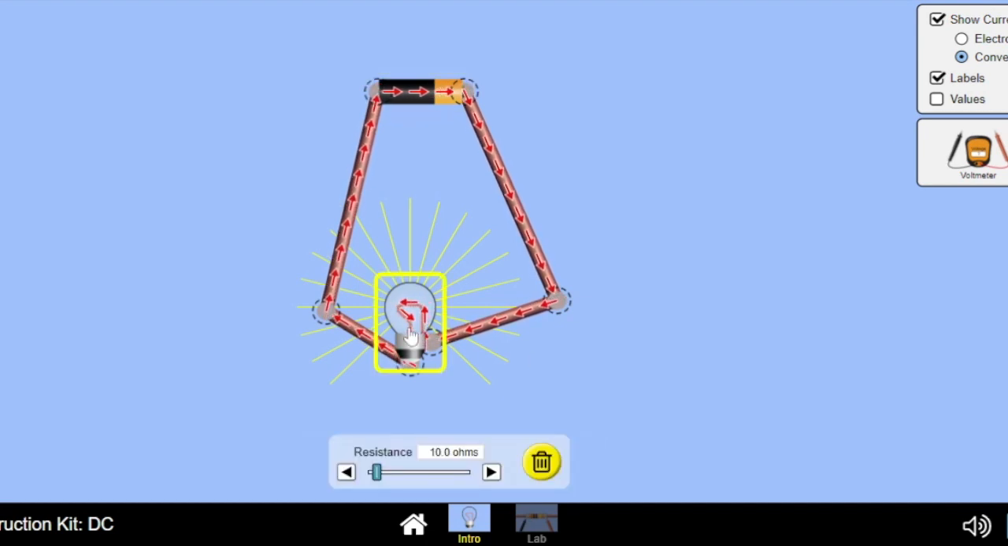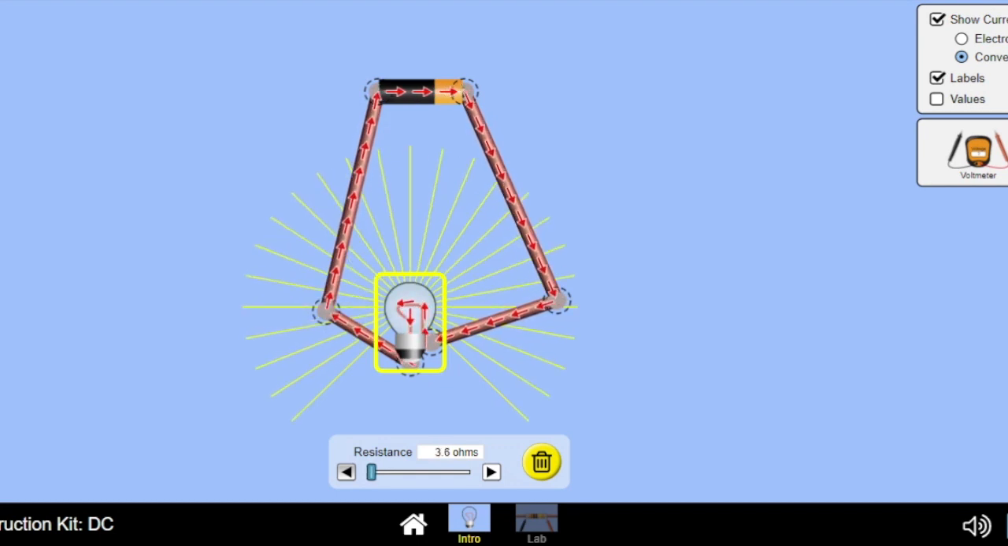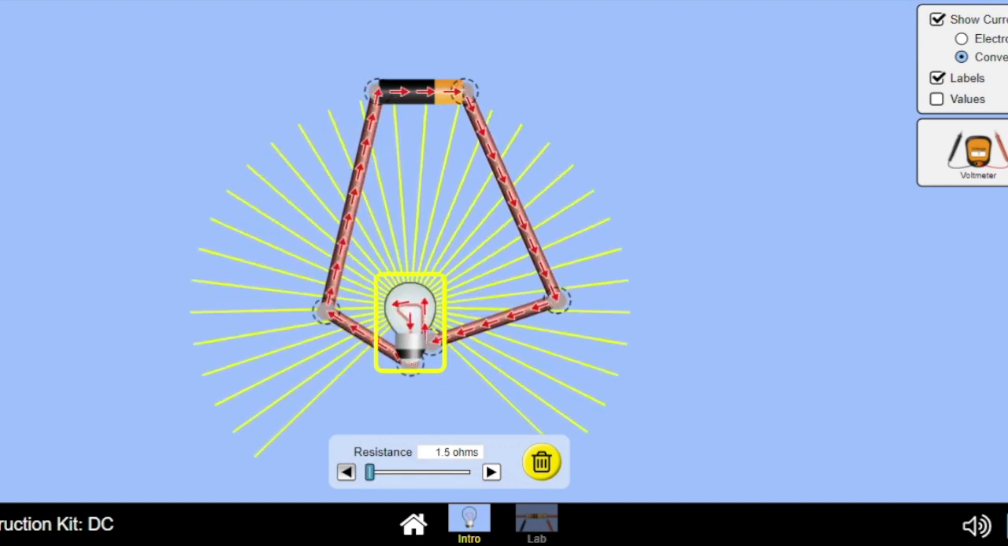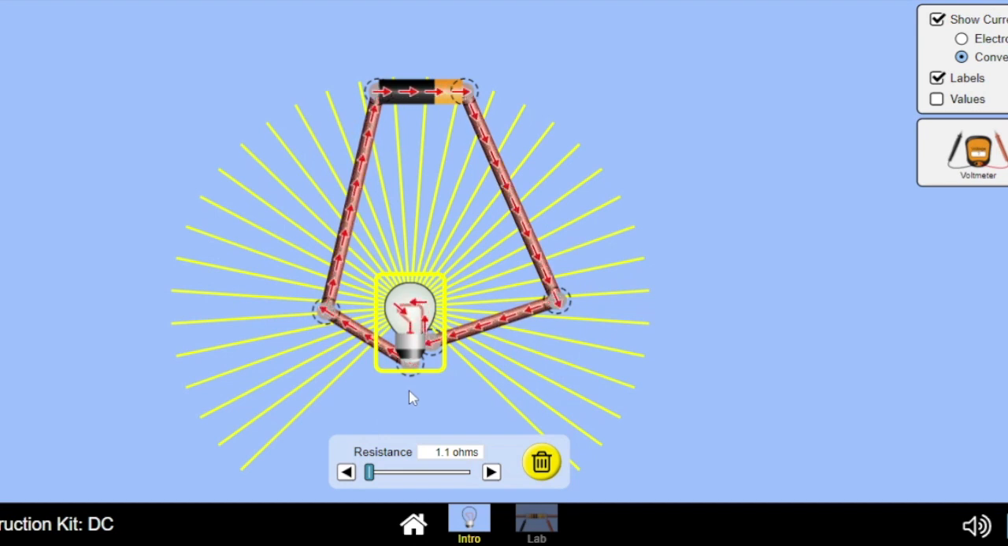So if I click on my light bulb, I can decrease this resistance by doing the same thing. And let's see what happens as I do that to my current. Those little red arrows, are they slowing down or speeding up? Well, as I keep decreasing this resistance, we can see that these red arrows are moving faster and faster and faster. That would mean that decreasing the resistance increases the current as voltage remains the same.